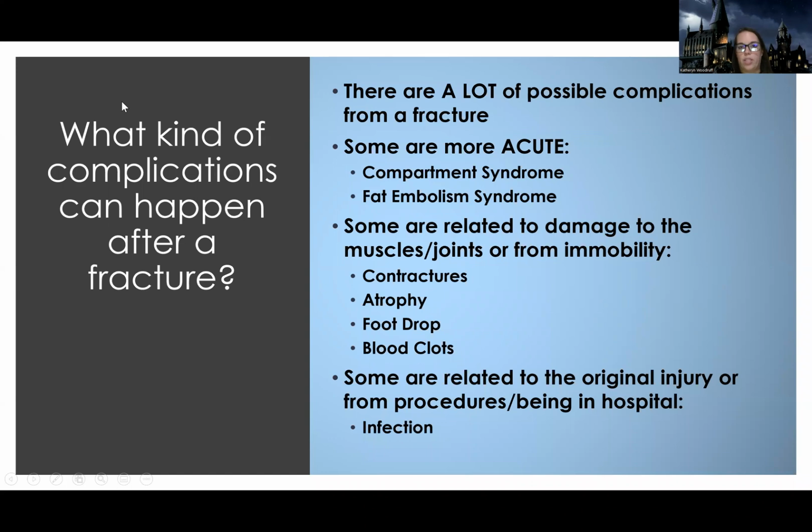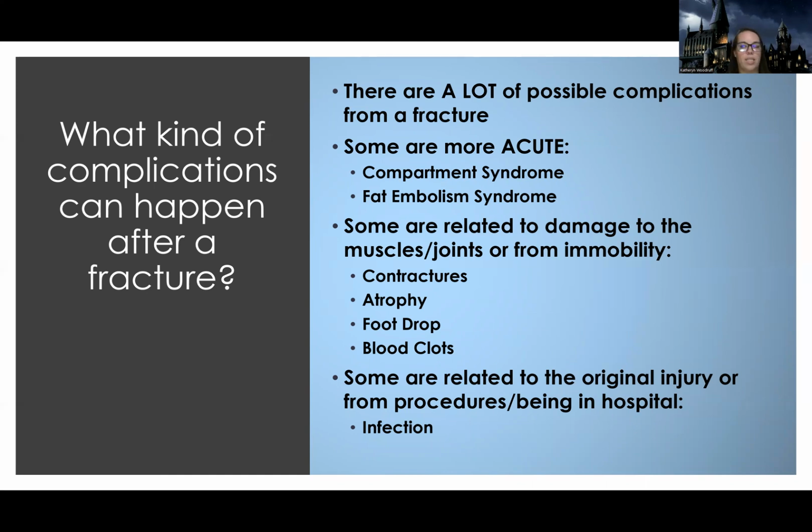So what kind of complications can happen after a fracture? There are some acute complications we're going to talk about, like compartment syndrome and fat embolism. There are others that are related to damage to the muscles and joints from immobility, like contractures, atrophy, foot drop, or blood clots. We're going to talk about each of these, so don't get too far ahead of yourself. I promise I'm going to break these down.